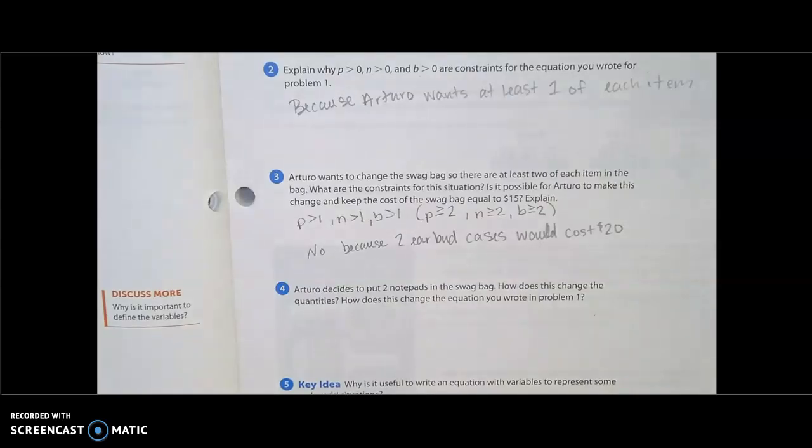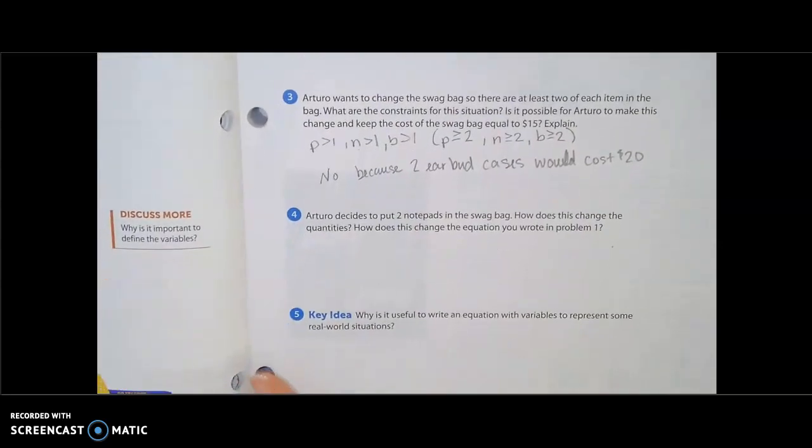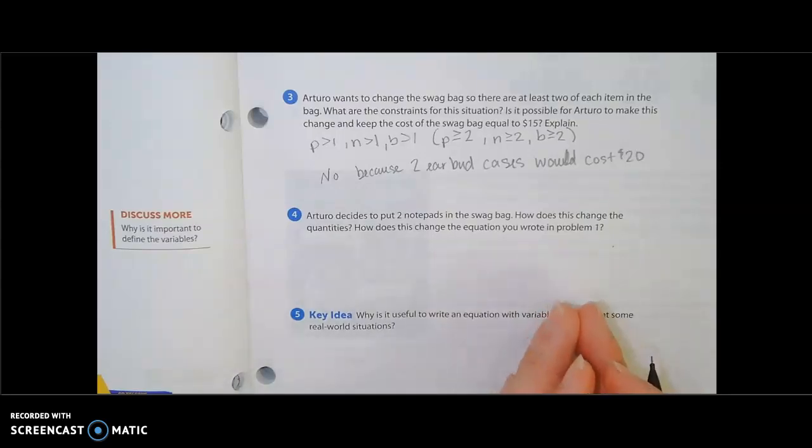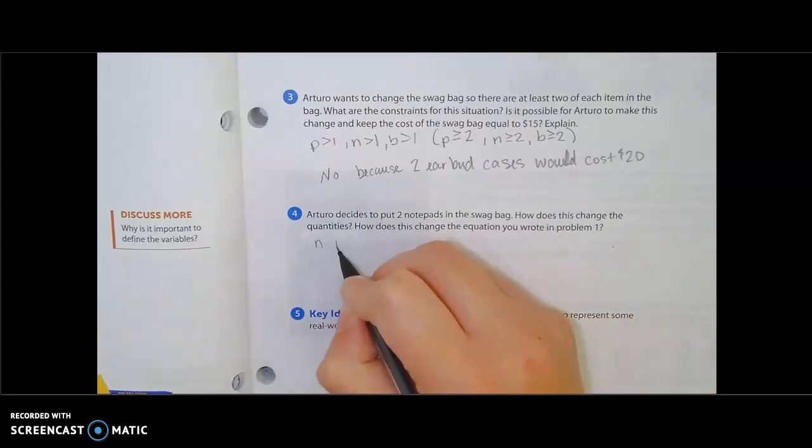Question 4, Arturo decides to put 2 notepads in the swag bag. How does this change the quantities? How does this change the equation you wrote in problem 1? So, how does this change the quantities? The 2 notepads is now no longer a variable, right? So, N is no longer a variable.